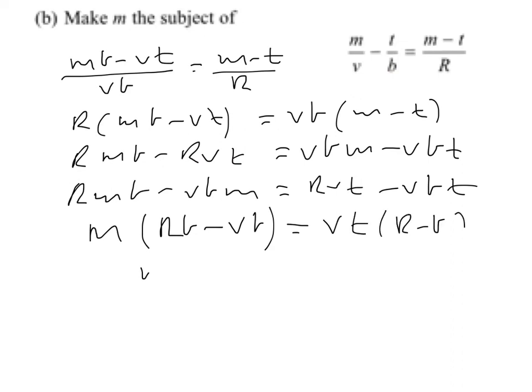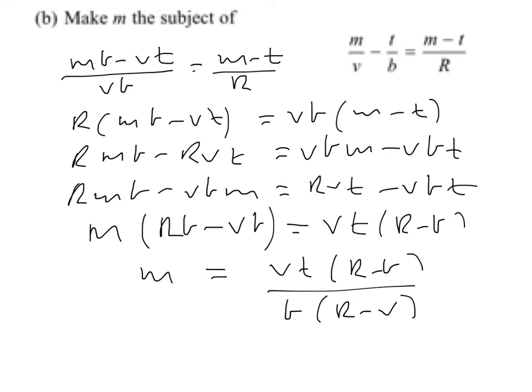And now we can make m the subject. M will equal vt times r minus b, all over rb minus vb, or if you want to show your factorising skills to the examiner, you can take the b out and put b times r minus v. But it won't really matter whether you write it like that or like that for the bottom part. You've made m the subject, and that's the end of that question.